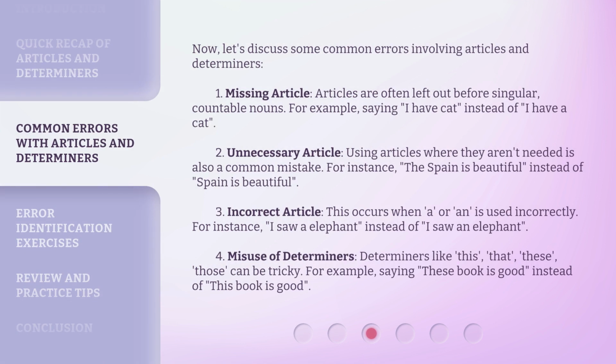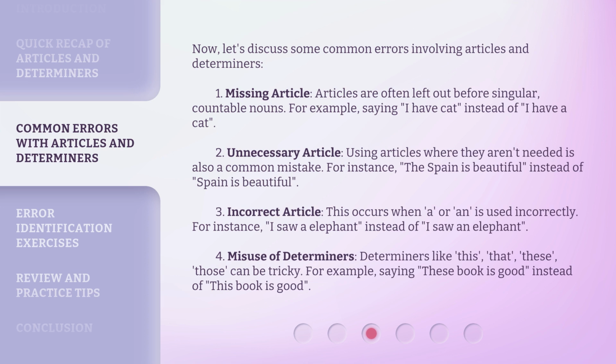Now, let's discuss some common errors involving articles and determiners. 1. Missing article. Articles are often left out before singular, countable nouns. For example, saying, I have cat, instead of, I have a cat. 2. Unnecessary article. Using articles where they aren't needed is also a common mistake. For instance, the Spain is beautiful, instead of, Spain is beautiful.